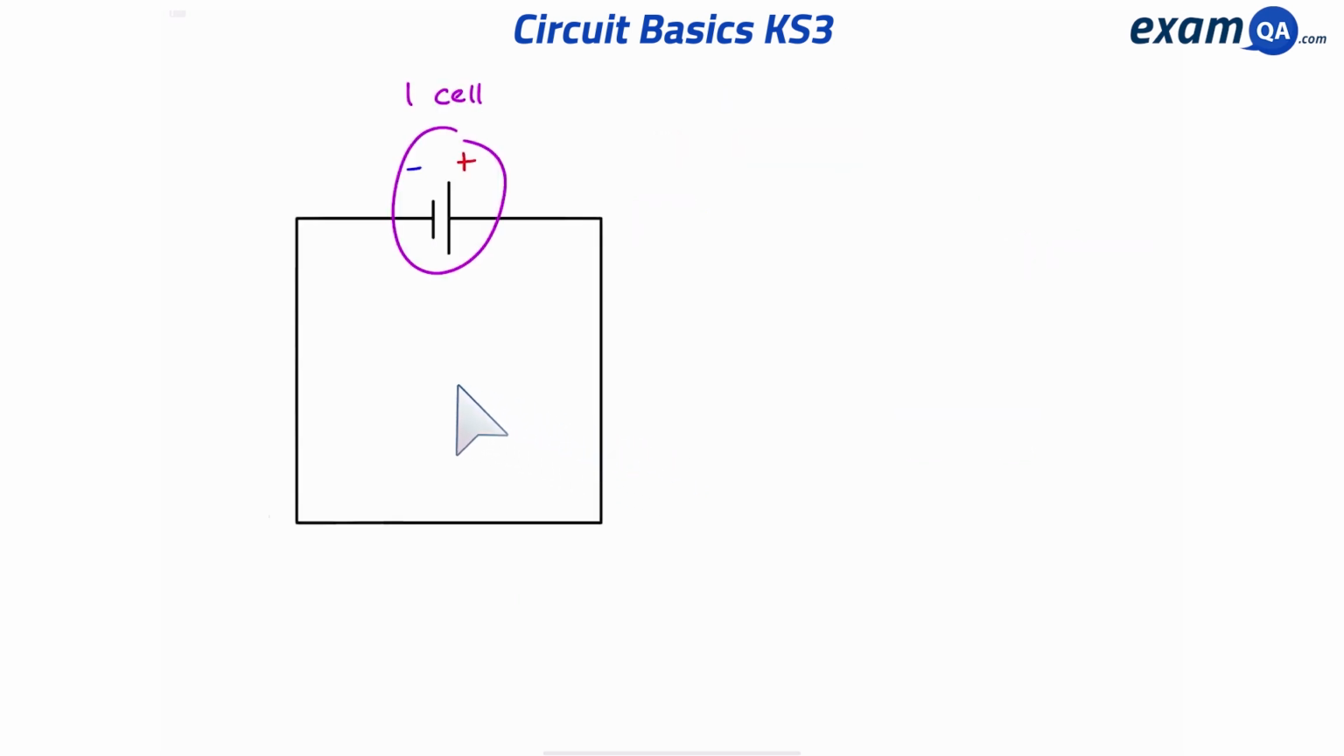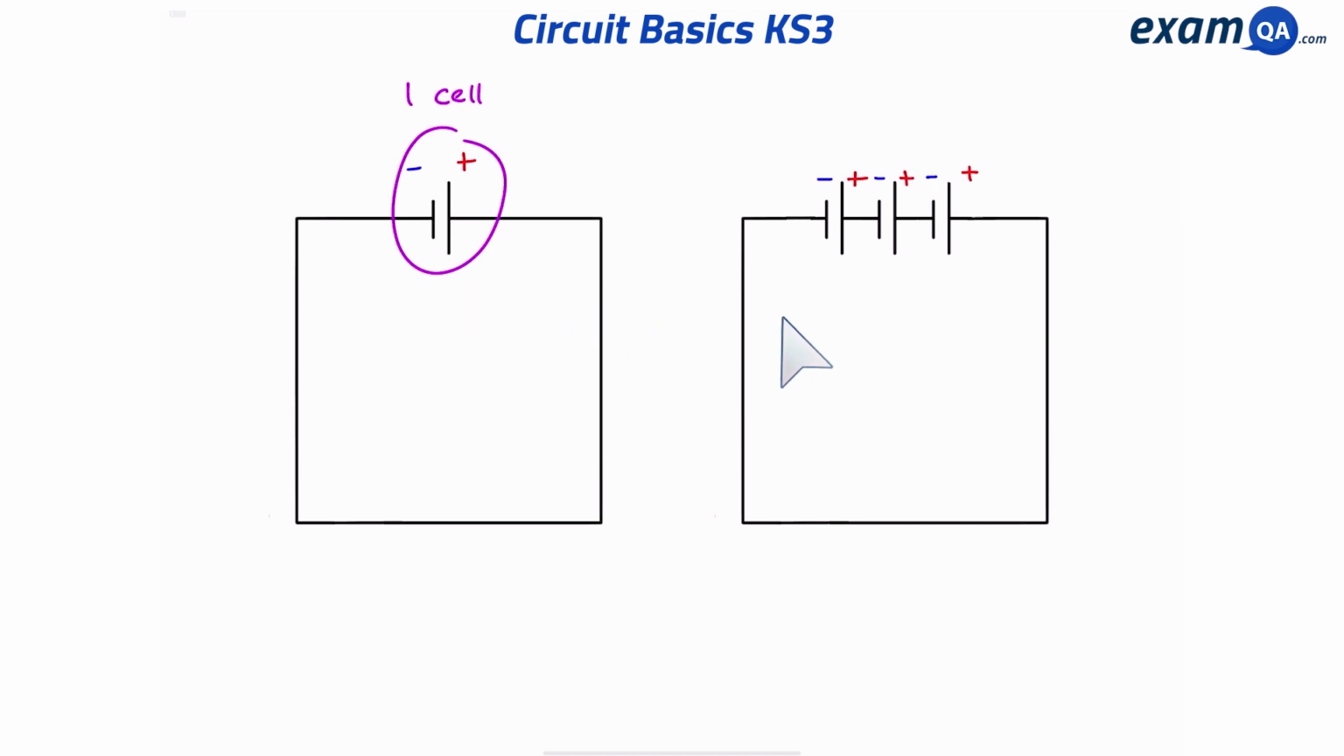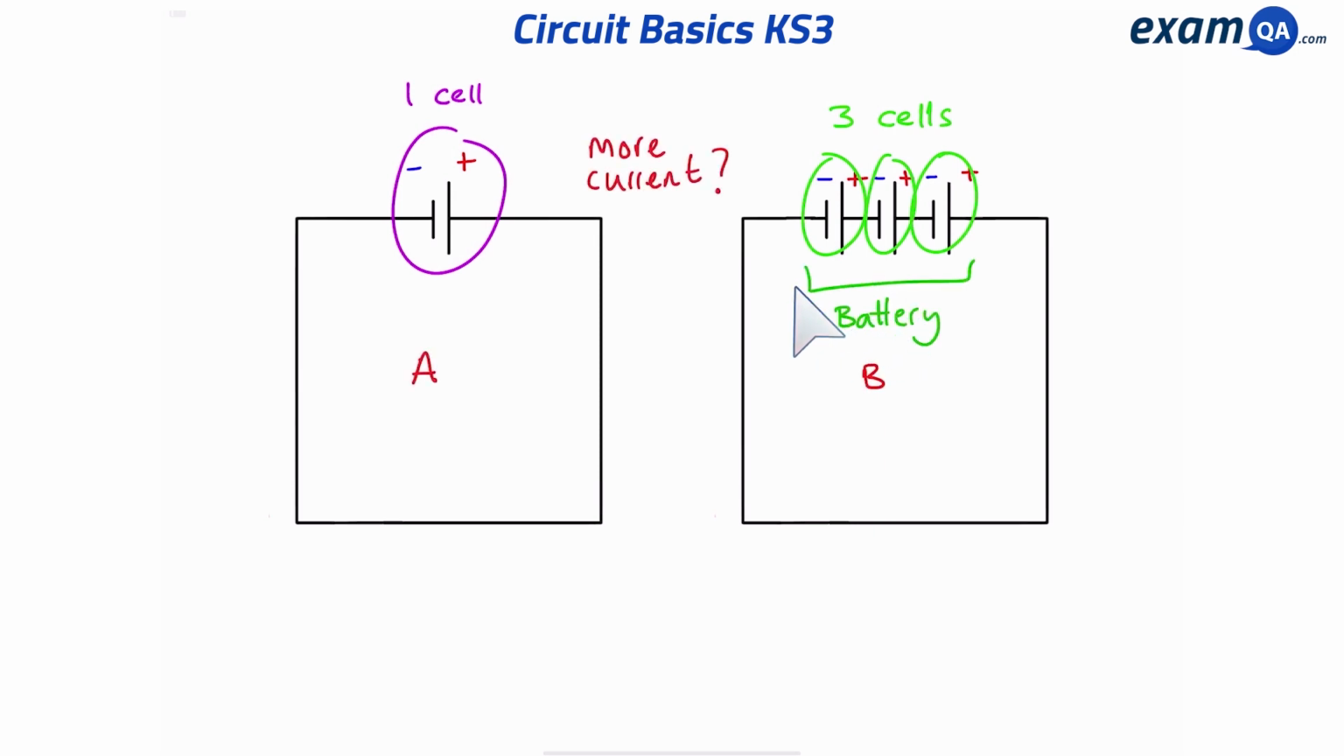Here I have a circuit with one cell. In this circuit, I have 3 cells joined together. When you have more than one cell joined together, that is called a battery. Which circuit will have a larger current, A or B? The answer is B. Because we have more cells, that means there's going to be a larger driving force and therefore we'll get more current.